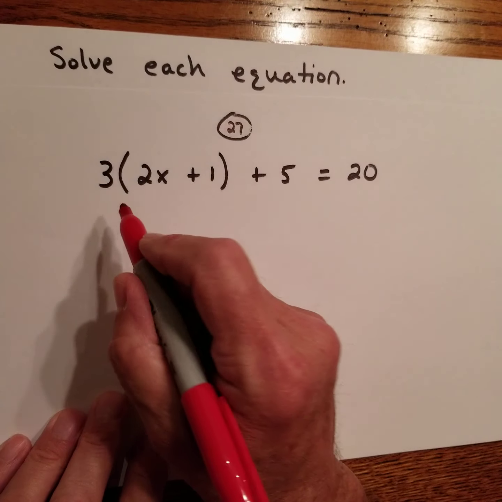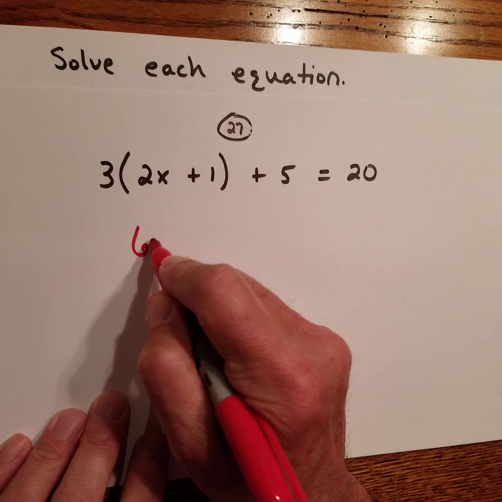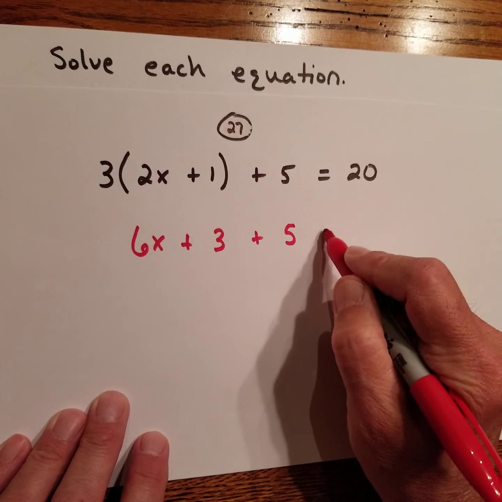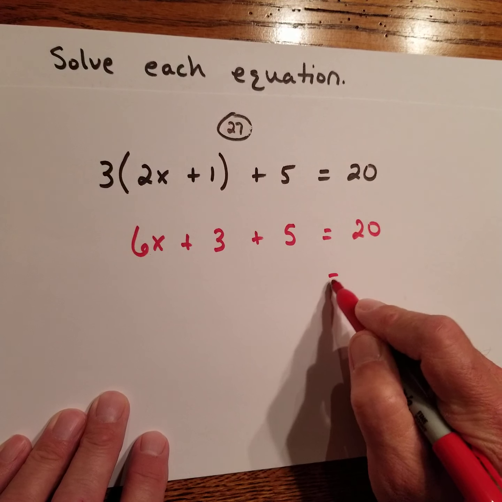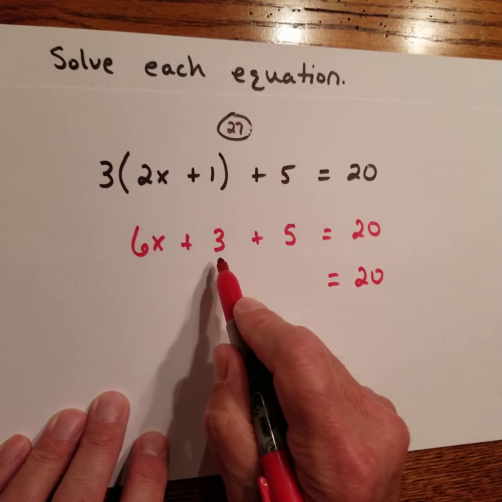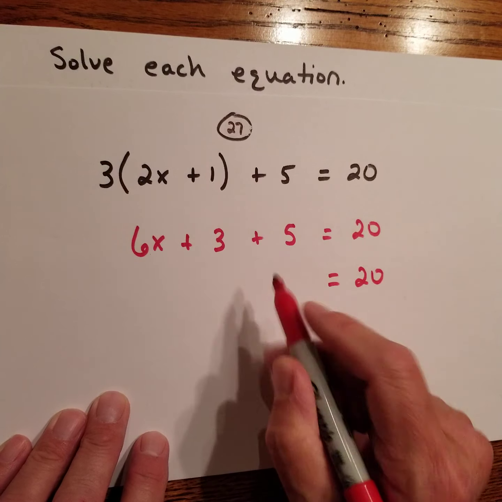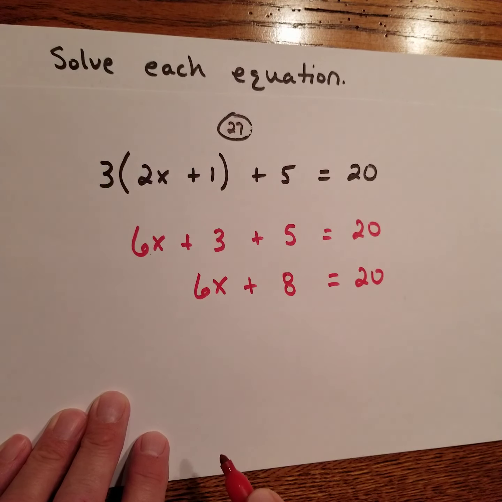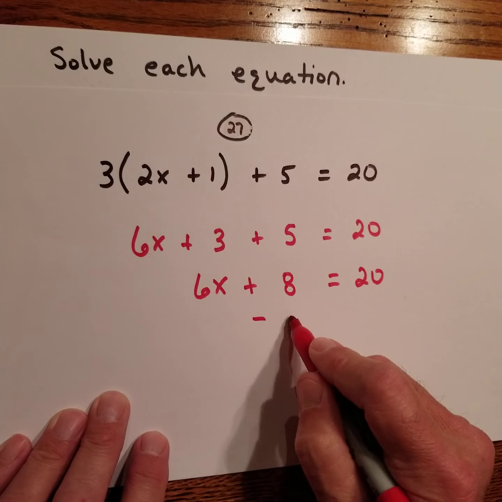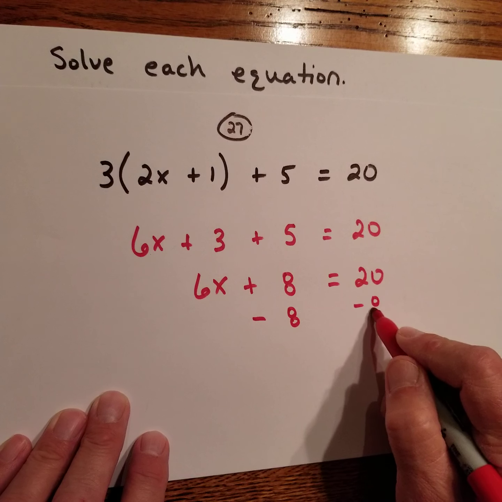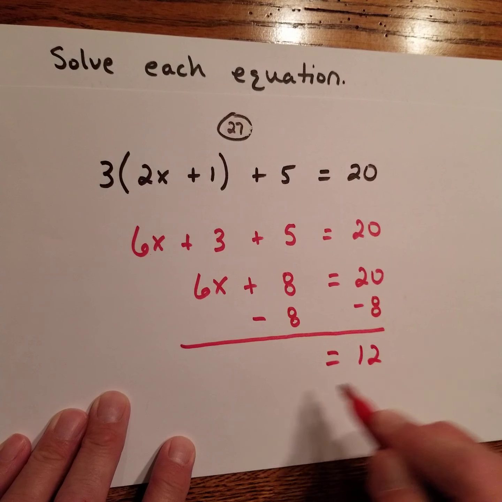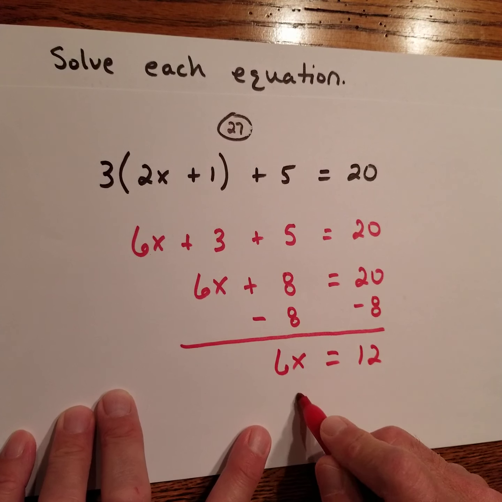Let's start by distributing. 3 times 2x, 3 times 1, copy and copy. Now combine like terms. 3 plus 5 is 8. The inverse of addition is subtraction and divide.